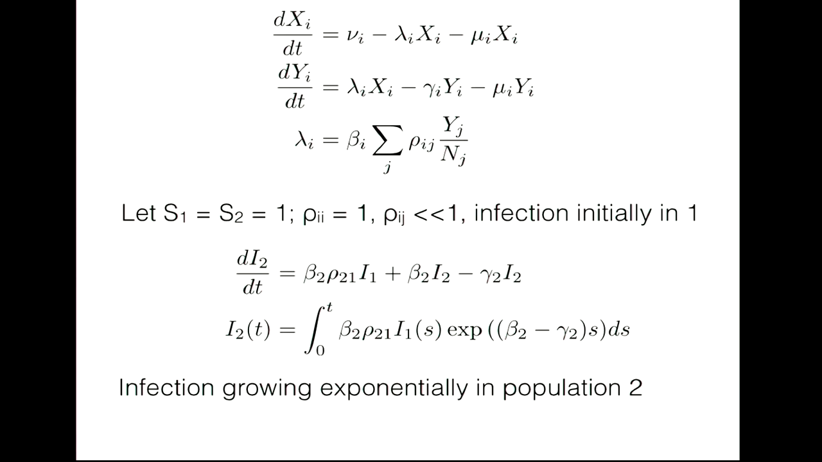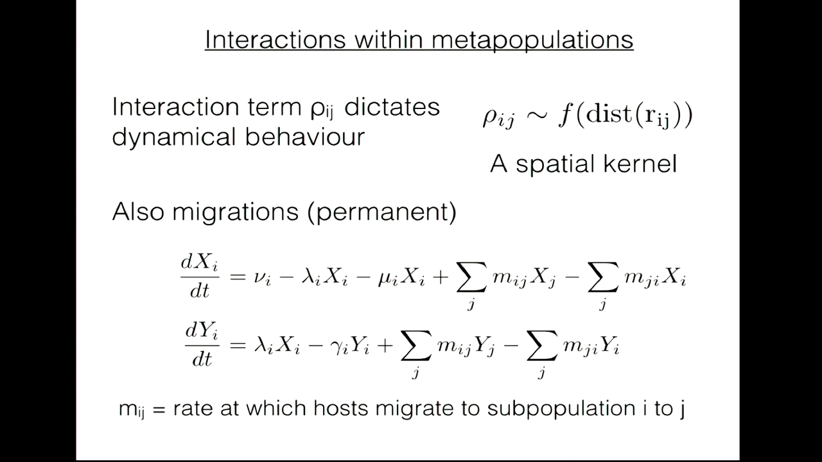Okay. So even though you started off with infection in population 1, just the fact of this rho ij written in this particular form here could give you a structure in which you have an exponentially increasing infection in population 2. So even weak connections between populations can seed infections in other populations by starting them off at one particular point.